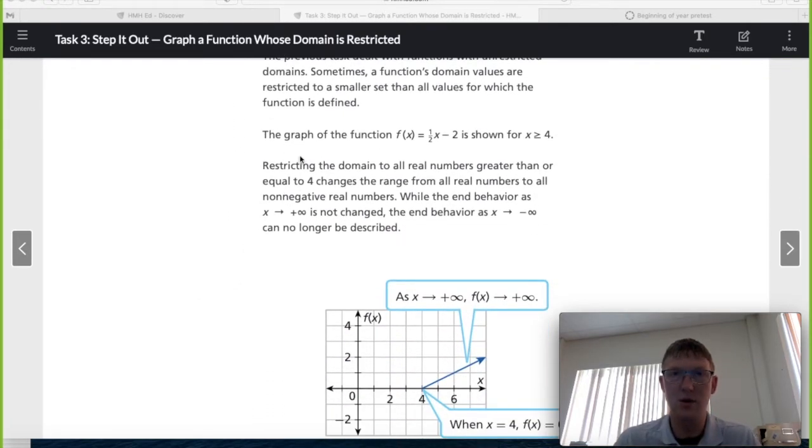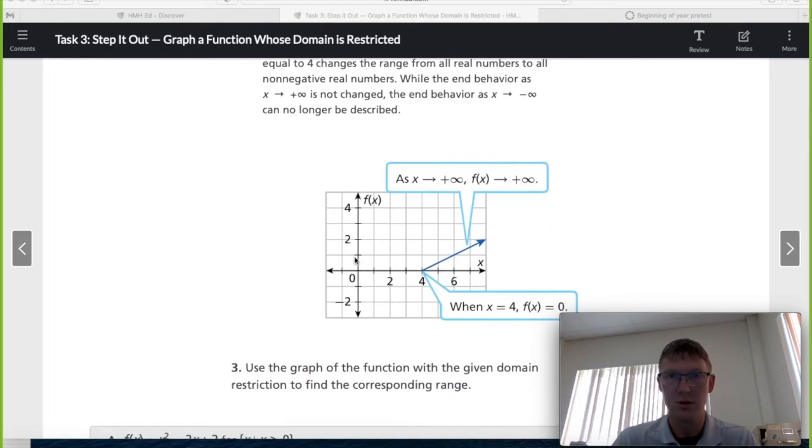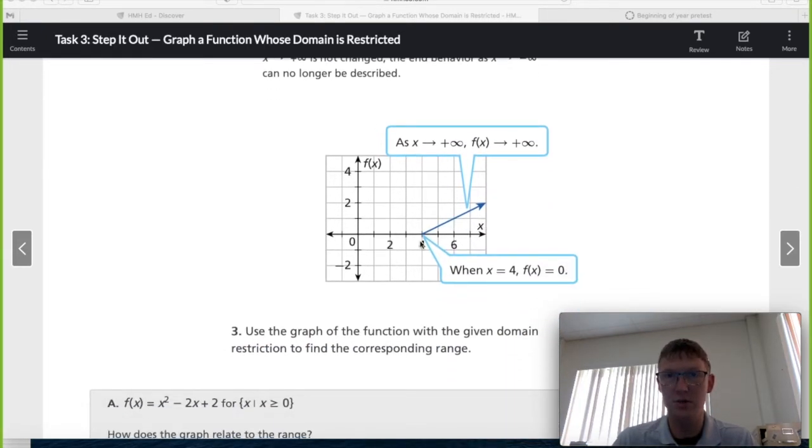So we've got the graph of the function f of x equals 1/2 x minus 2, shown for x greater than or equal to 4. So here's our function. When x equals 4, f of x equals 0, and then our end behavior.